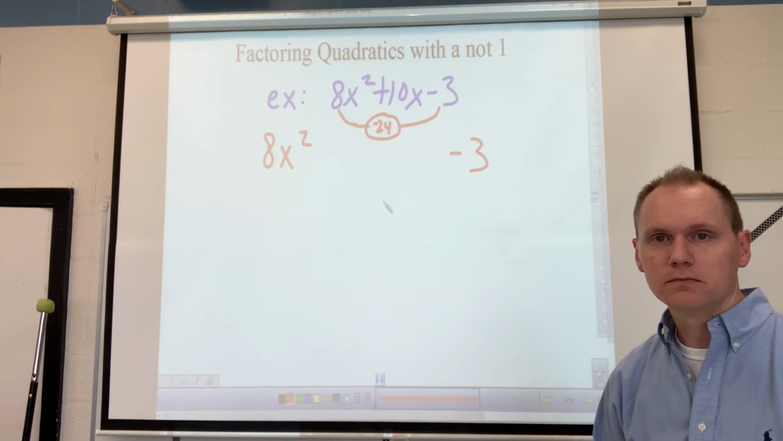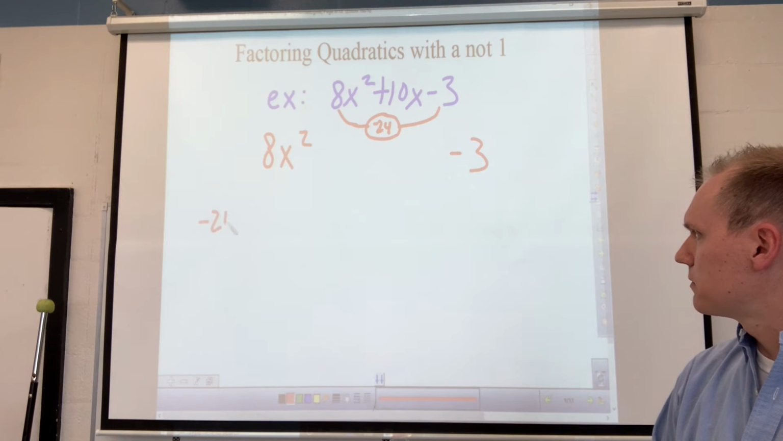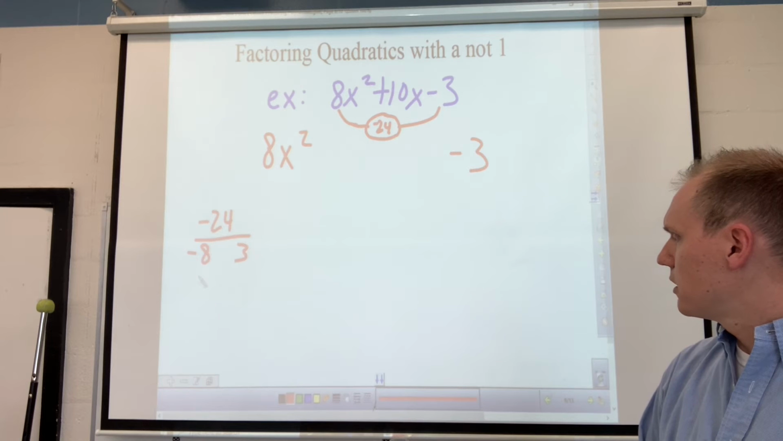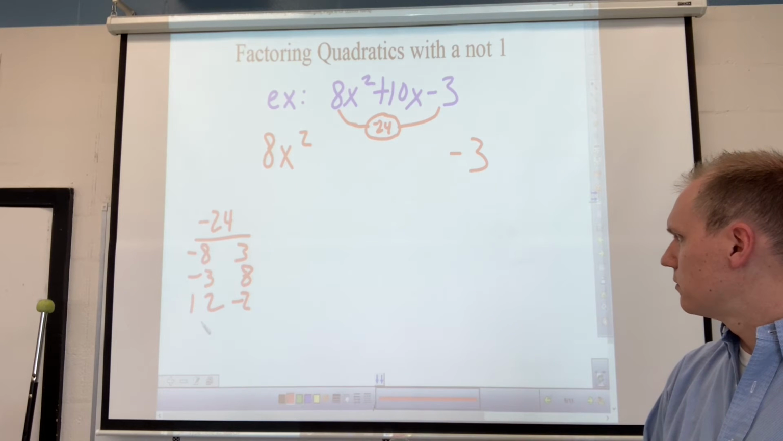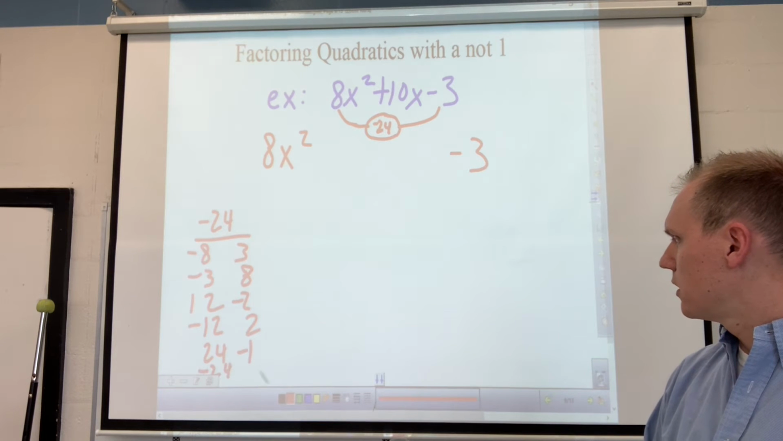So let's think about the factors of negative 24. It'd be negative 8 and 3, or negative 3 and 8, 12 and negative 2, or negative 12 and positive 2, and 24 and negative 1, or negative 24 and 1.